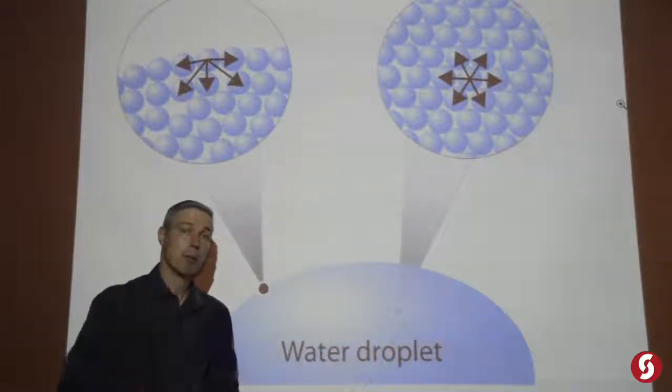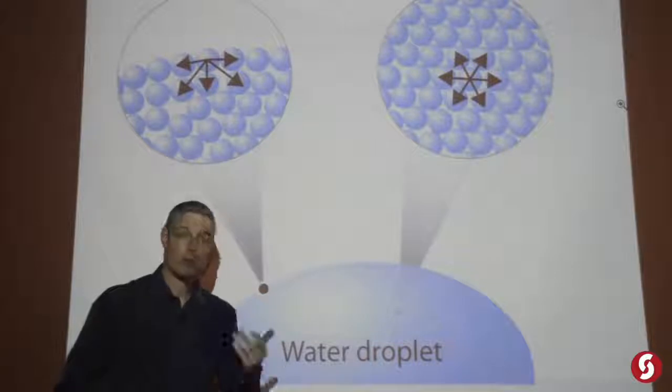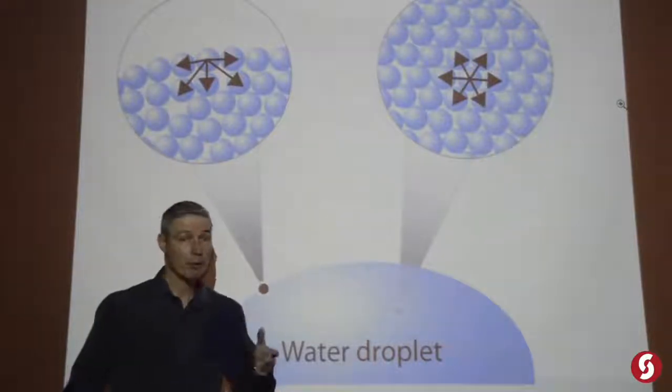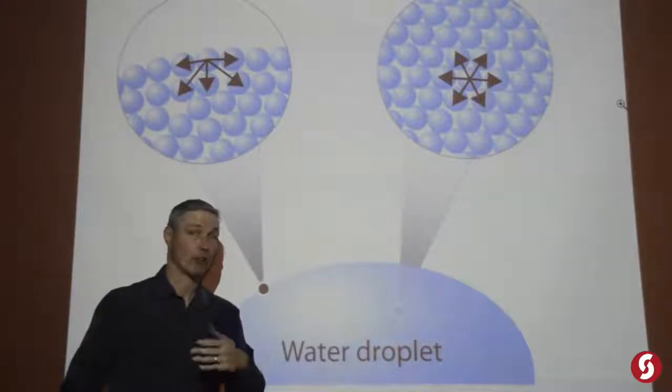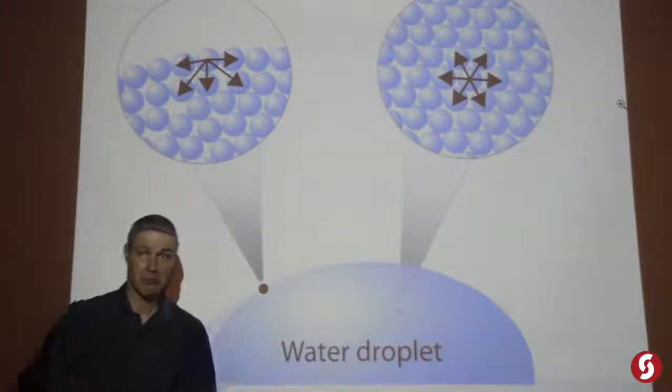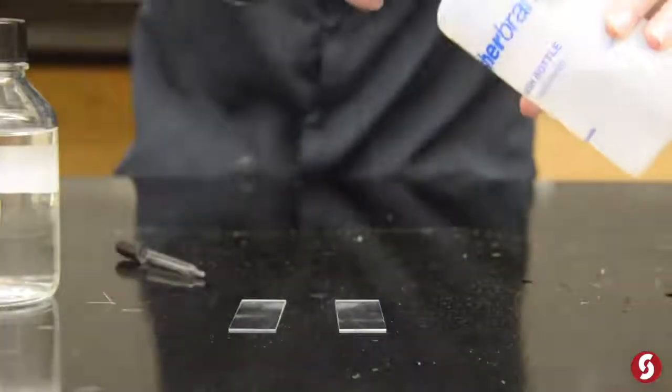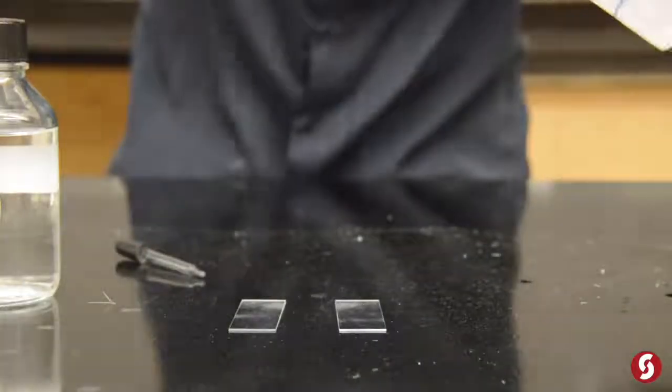I'm going to show you by pouring out some, or making drops of some water, which has a high surface tension, and some methanol, which has a very low surface tension. Next, what I'm going to do, I'm just going to take this medicine dropper.